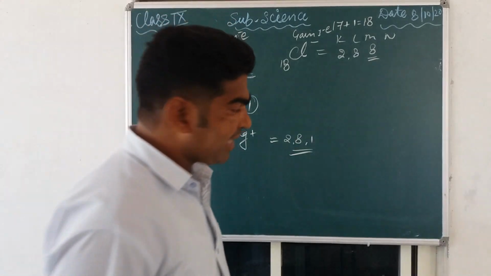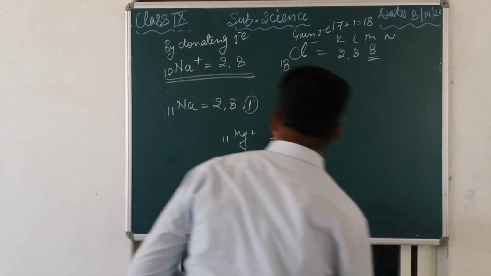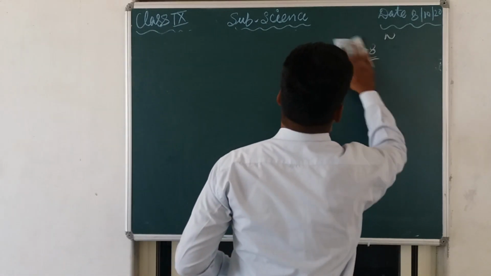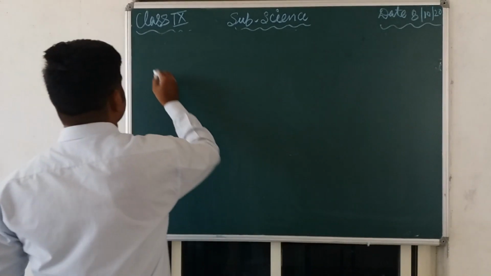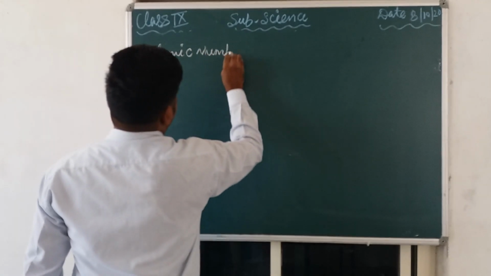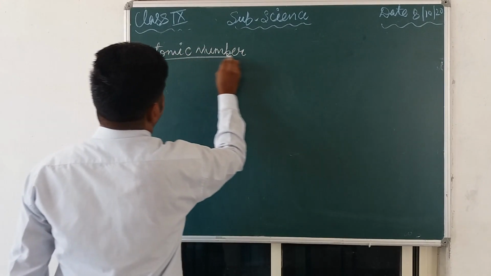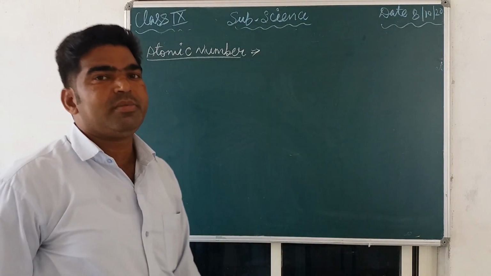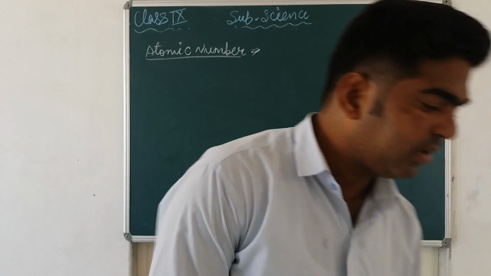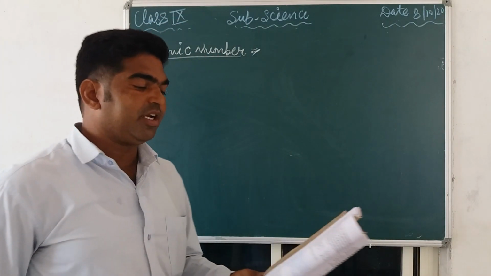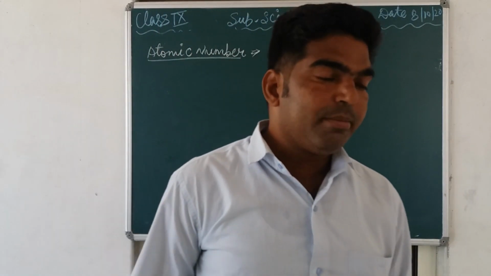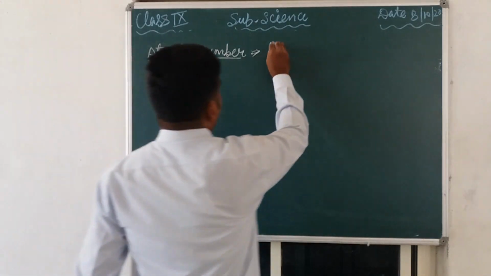Okay. Now next we discuss the atomic number and mass number. Now, atomic number means, you can see on page number 52 in your textbook, atomic number and mass number. Atomic number means it is the number of protons.